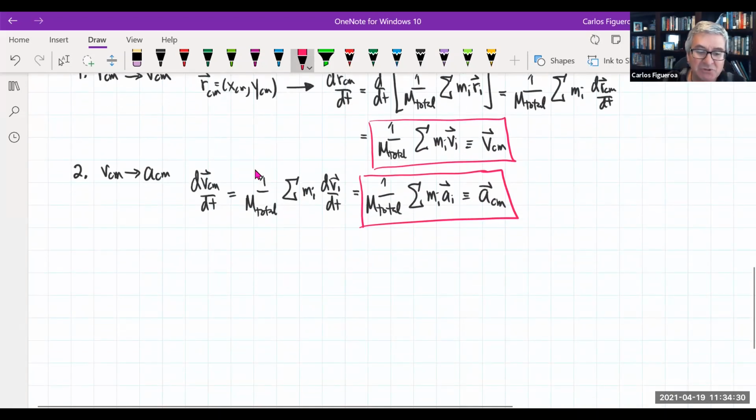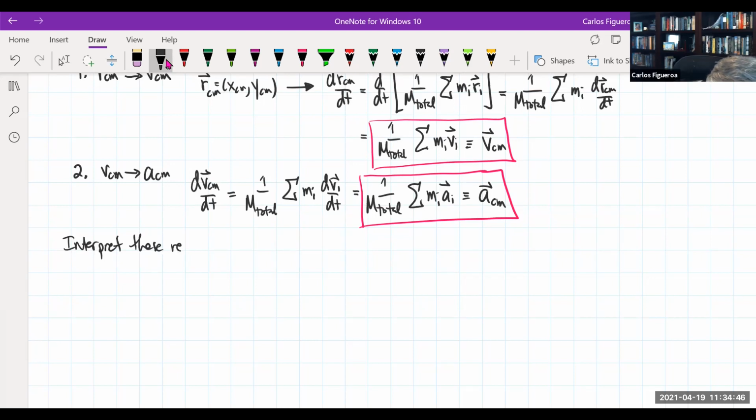Now we want to start to interpret everything here. And as we interpret these things, it becomes really interesting here. So now we want to interpret these relationships. So why do we want to interpret these things?